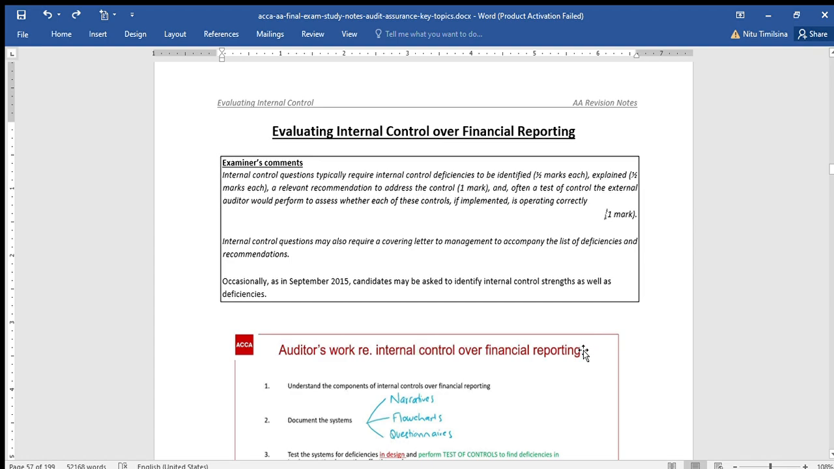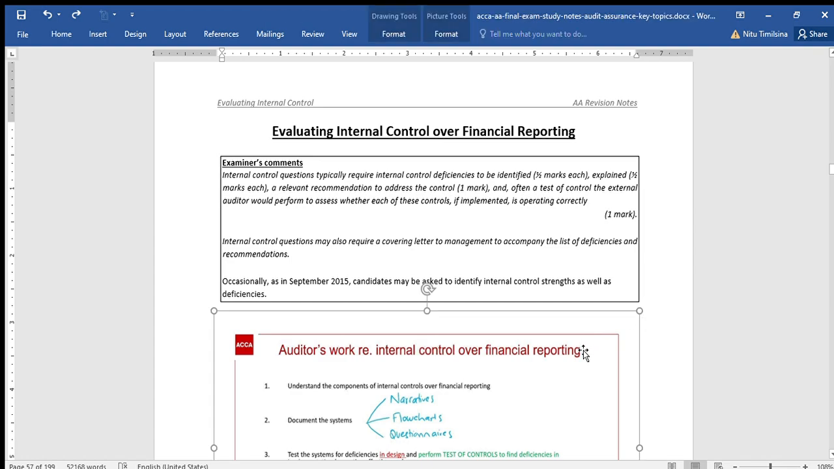Examiner's comment. Internal control questions typically require internal control deficiencies to be identified, half marks each, explained, or a relevant recommendation to address the control. Often a test of control the external auditor would perform to assess whether each of these controls, if implemented, is operating correctly.